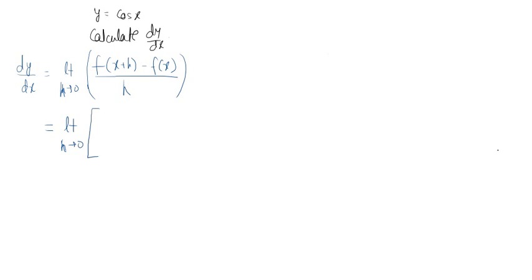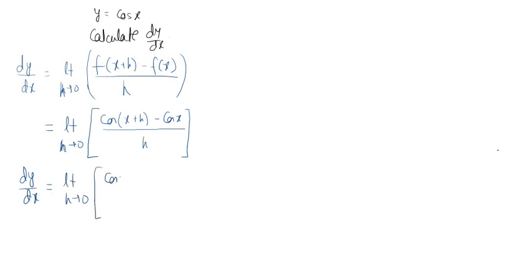f of x plus h. f of x plus h is cos of x plus h minus cos of x divided by h. So dy by dx will be equal to limit h tending towards 0 cos x cos h minus sin x sin h minus cos x divided by h.